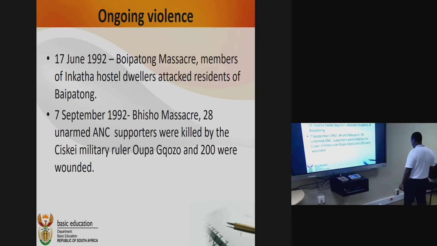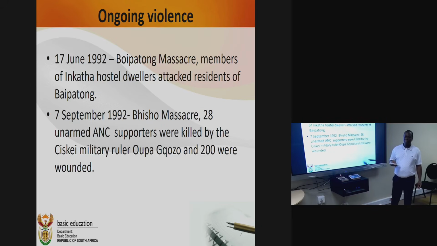For example, there was violence in Goodwood, where Inkatha supporters were killing ANC supporters in trains. On the 17th of June 1992, what happened is known as the Boipatong Massacre. Members of the Inkatha Freedom Party, hostel dwellers, attacked the residents of Boipatong in Vereeniging. In other words, they thought that they were from the township. They were perceived to be ANC members.